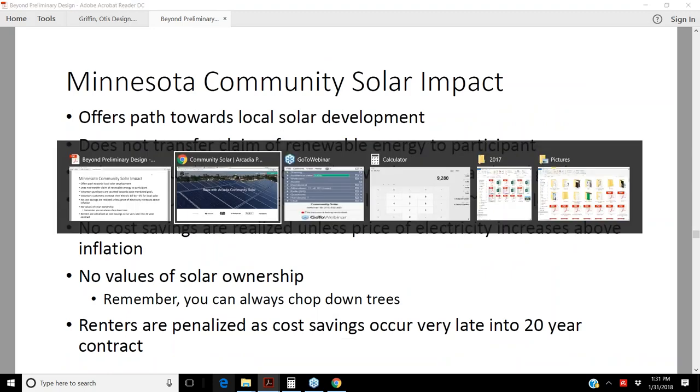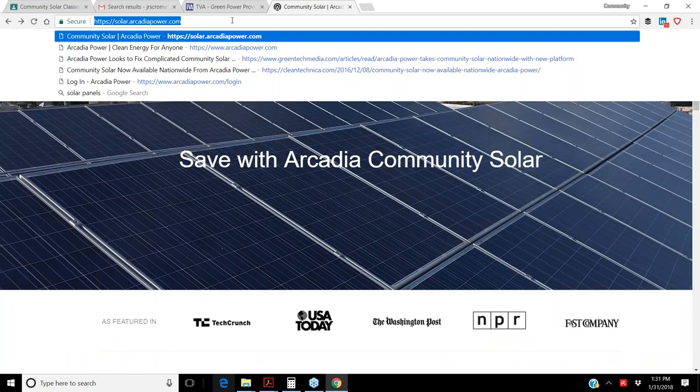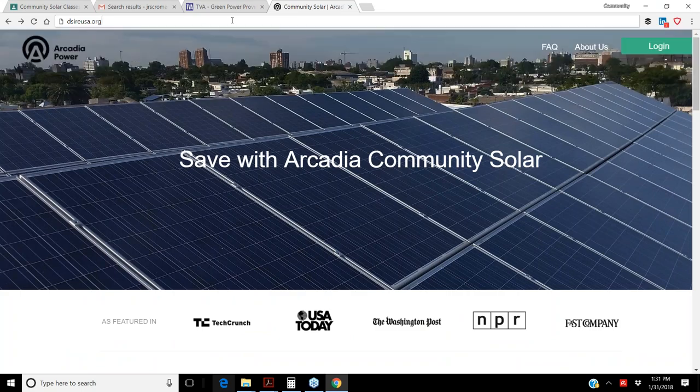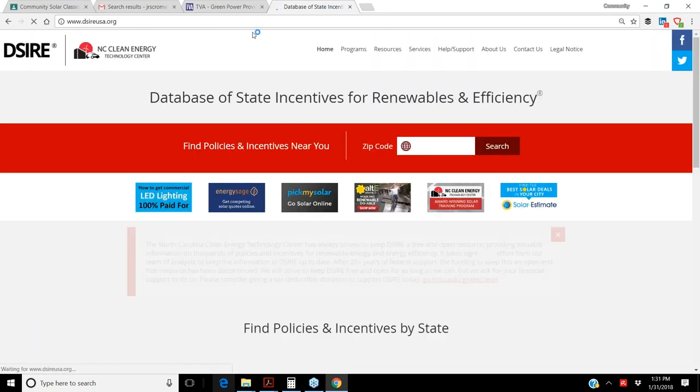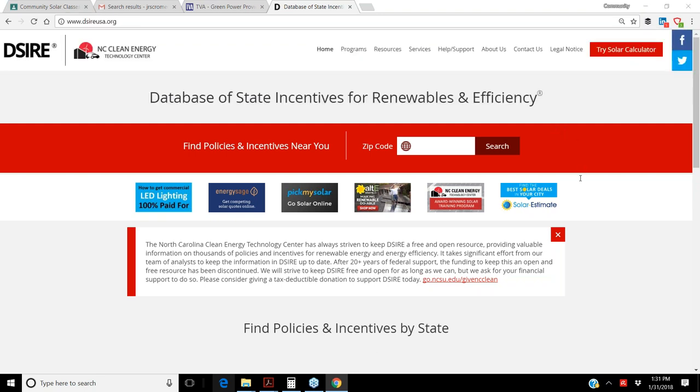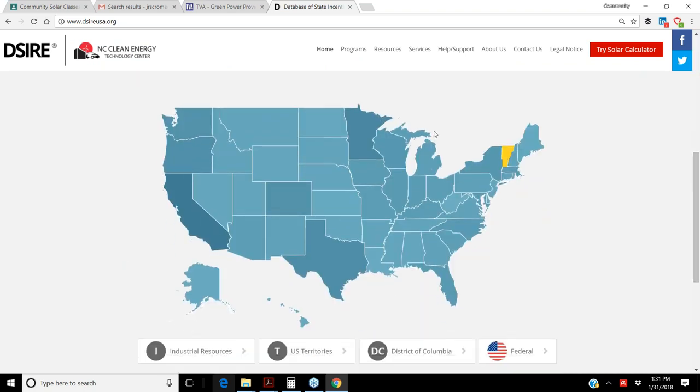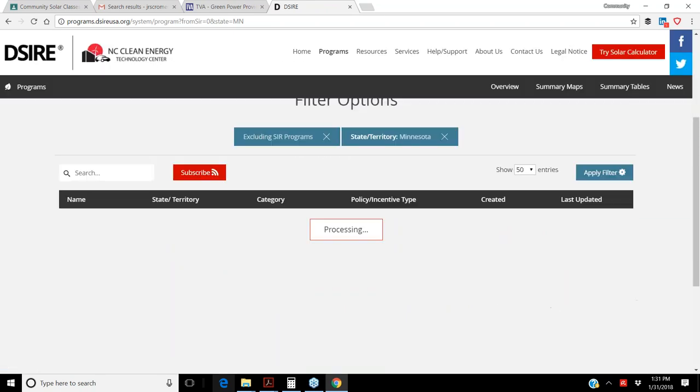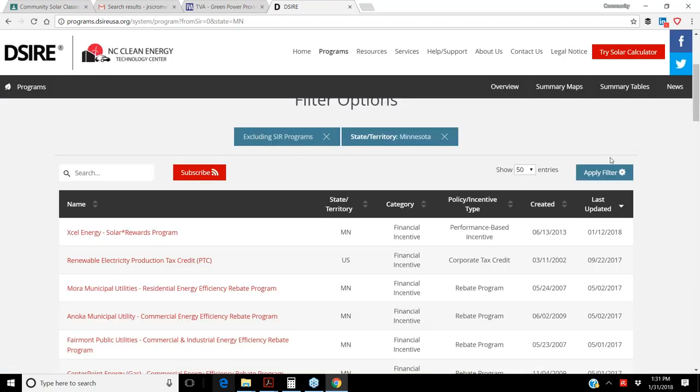And so let's go ahead and pull open the DSIRE database and take a look at Minnesota's program. So here's dsireusa.org. I'm going to put it in the chat box if you want to look it up for your own state. It's a very handy website. So here's Minnesota. I'm going to click on it. And they have these handy filters.